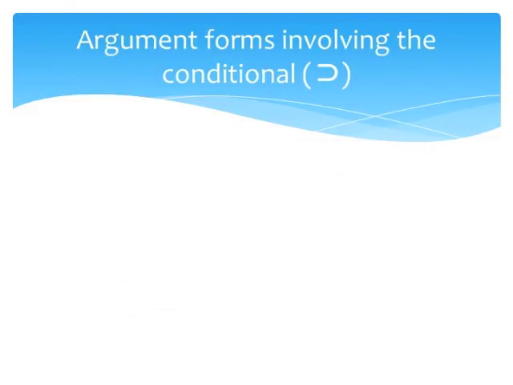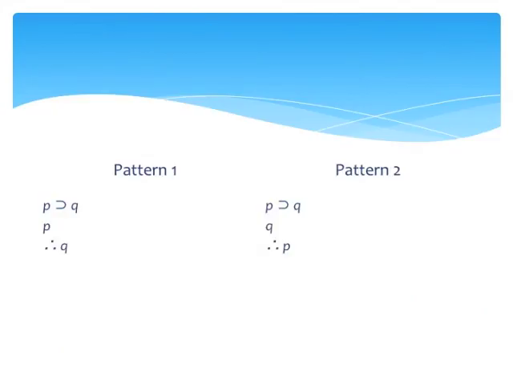Just like we saw that there were some argument patterns that were valid or invalid because of the way in which the conjunction, the disjunction, and the negation behave, there are also arguments whose validity or invalidity depends on the meaning we've assigned to the conditional symbol, that is, the horseshoe. For instance, take a look at these two patterns. One of them is valid and the other is invalid. Can you determine which is which? If you want, you can stop the video to figure it out.